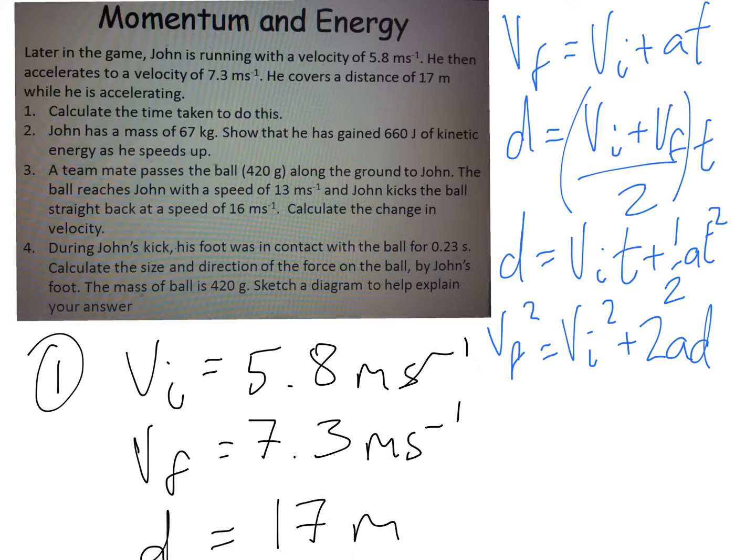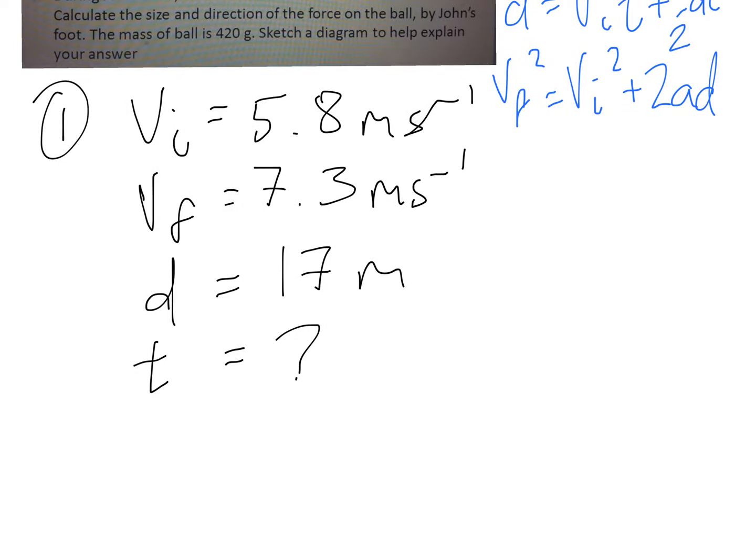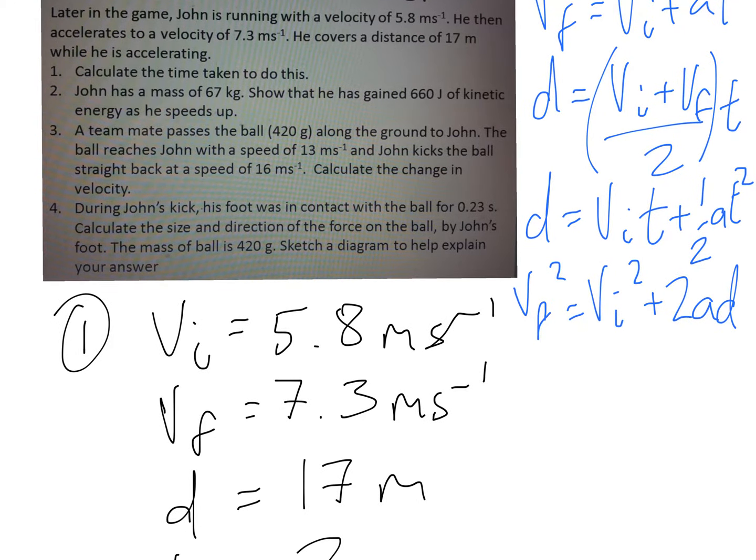I'm not going to get into too much detail on the actual answers because it is your work to do, Evangeline. So anyway, second question. Oops, I should come back up for it. Second question, John has a mass of 67 kilograms. Show that he has gained 660 joules of kinetic energy as he speeds up.